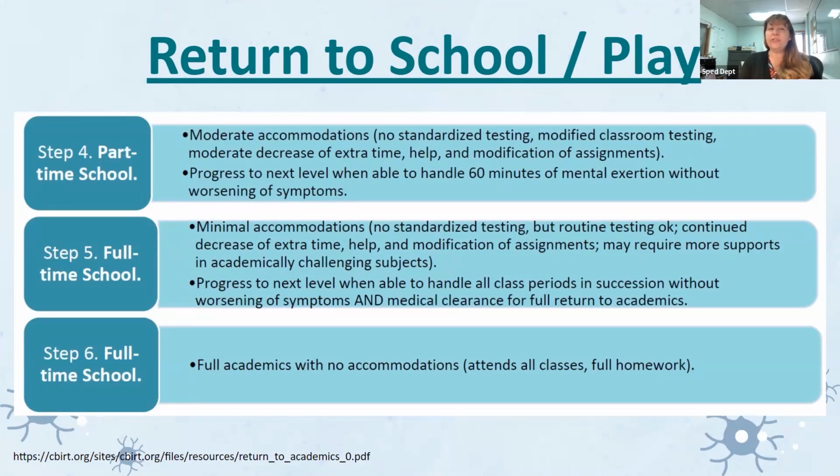So as we kind of return to school, the kids are back in part-time school. There's some of those moderate accommodations that are maybe happening, and we're at about an hour worth of academics at this point where we're handling that and symptoms are not worsening. Step 5, finally back to full-time school. Hopefully those accommodations are minimal at that point, and to kind of progress to the next step, they need to be able to handle all of their class periods in succession without having, again, worsening symptoms. And that is the key, is the worsening symptoms, and medical clearance by a physician to return to full academics or in conjunction with a nurse at the school level.